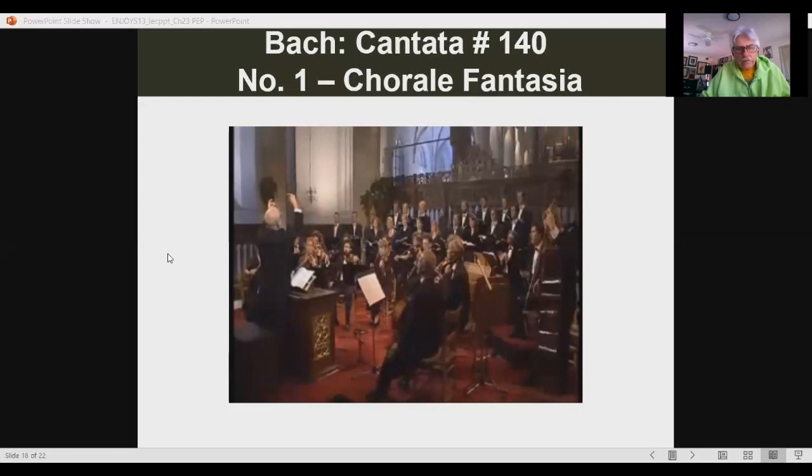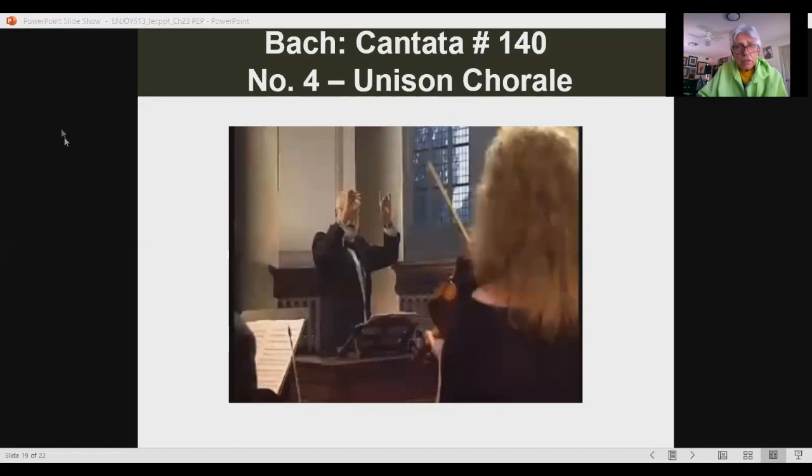Notice the choir sings something that keeps changing every time, while the orchestra keeps playing this part that keeps coming back and won't go away. It's called the ritornello, the returning part. All right, now this is number 4. This is called the unison chorale, where the tenors alone sing, and they sing in unison.